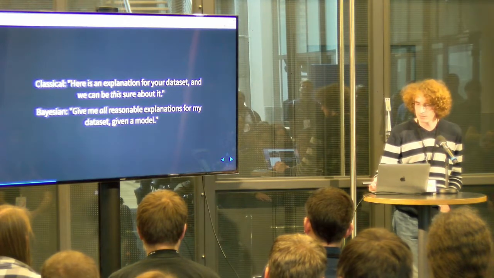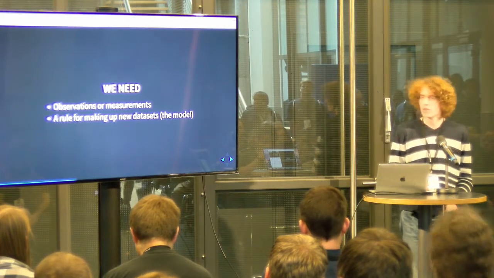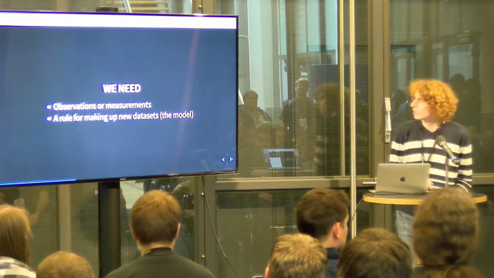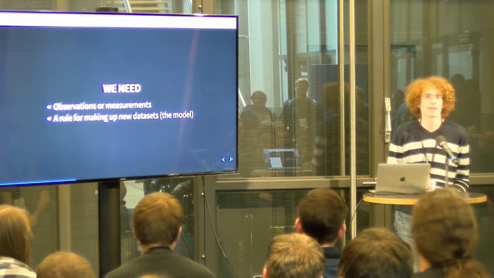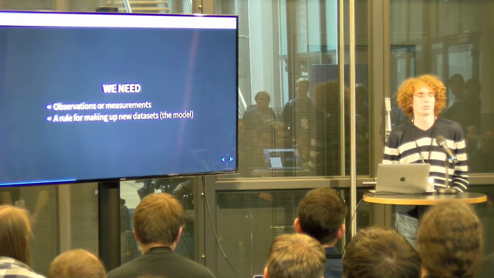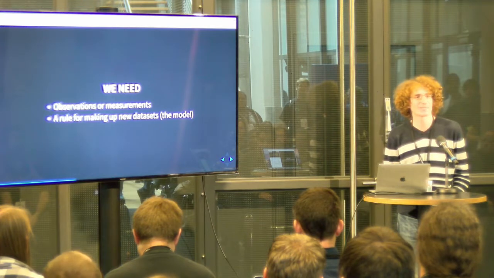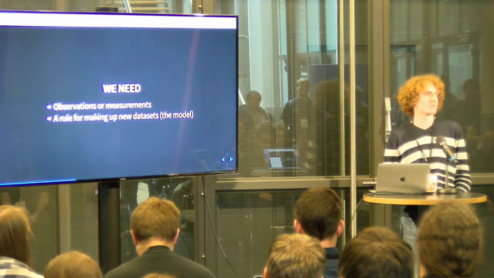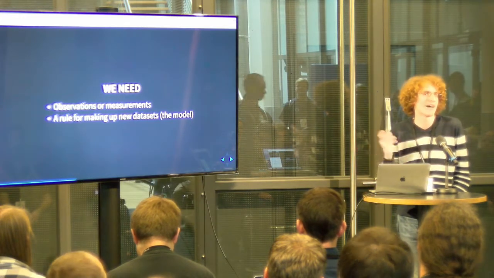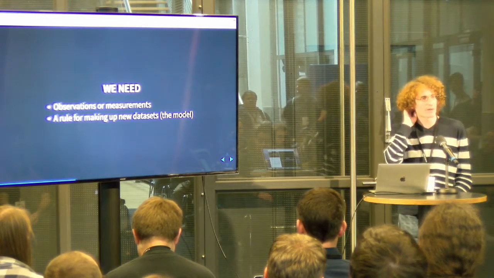So what do we need to put into a model to get started with PyMC? First, of course, we need some observations, some measurements. And we need a rule for making up new data sets. One way of thinking about that rule, the actual model, is that you imagine you're an evil scientist who is too lazy to actually run an experiment, so you just simulate data, and then you could basically publish that, because nobody really wants to actually run experiments.